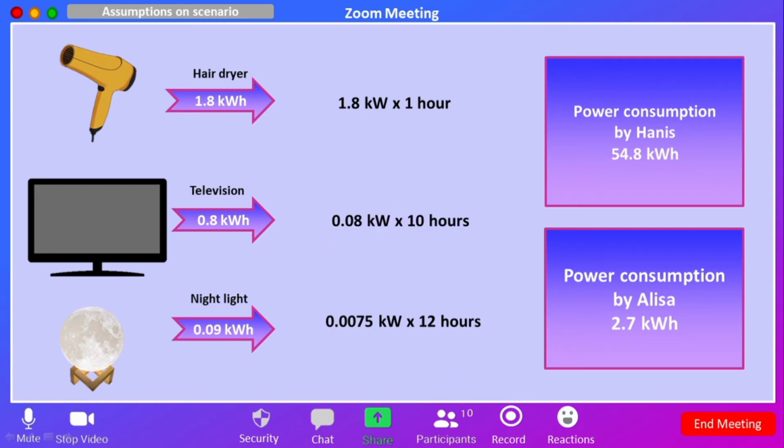The assumption that we make for this situation is Hanis used 54.8 kilowatt hour a month, and Alisa used 2.7 kilowatt hour a month. How do we assume it and how much is their bill? Stay tuned for the calculation.